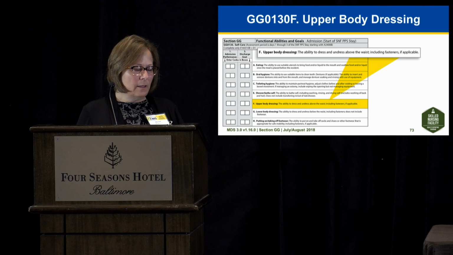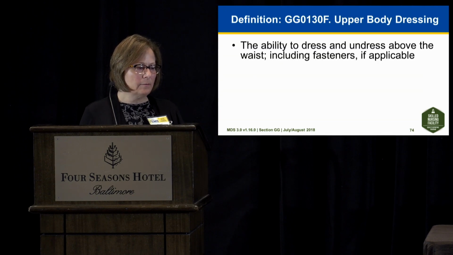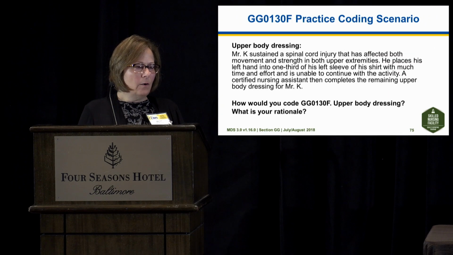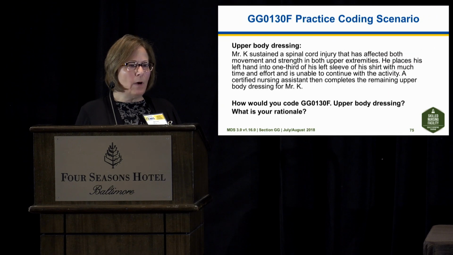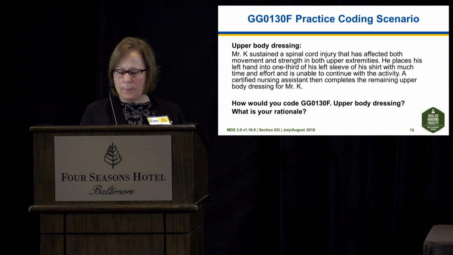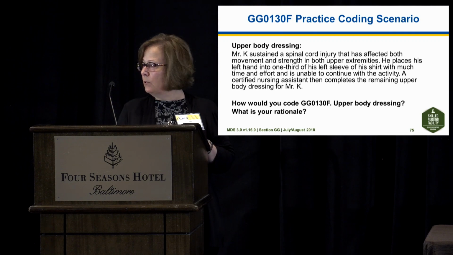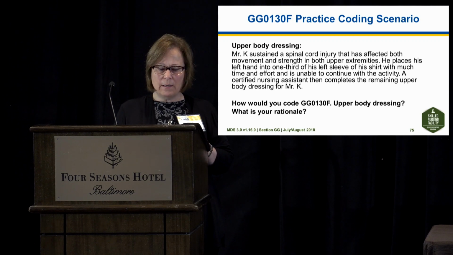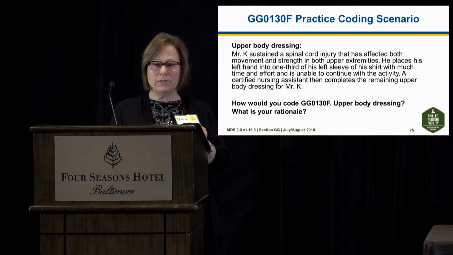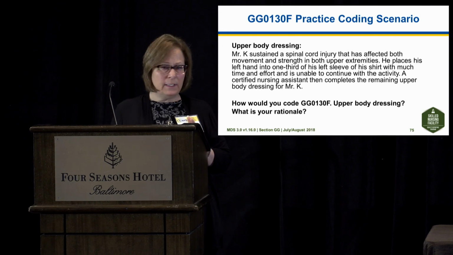Another new code this year is upper body dressing, which is the ability to dress and undress above the waist, including fasteners if applicable. We're going to go right to the coding scenario, but before we do, let's remember that if the resident requires someone to retrieve their clothes from the dresser or closet, or put away their clothes to the closet or dresser, that would be what? Setup or cleanup assistance.